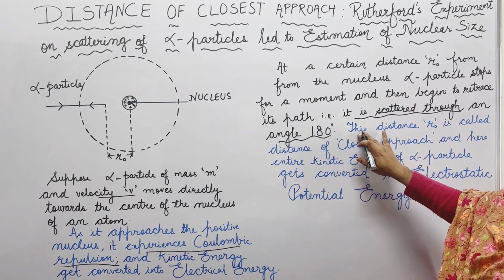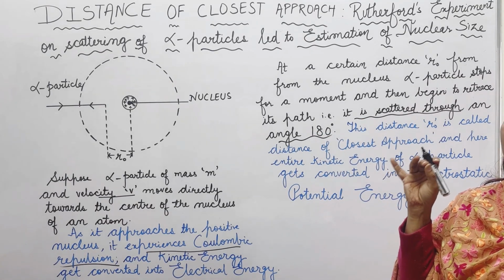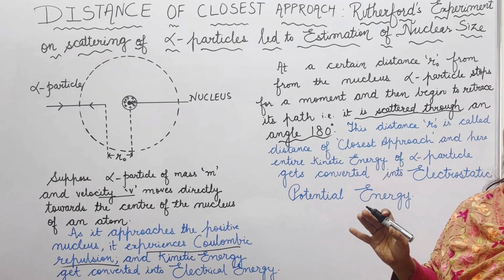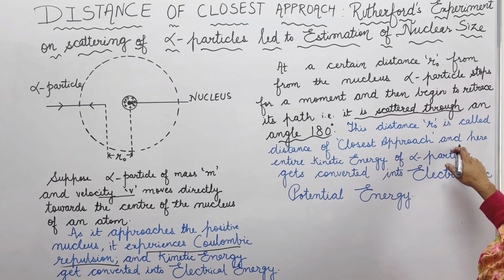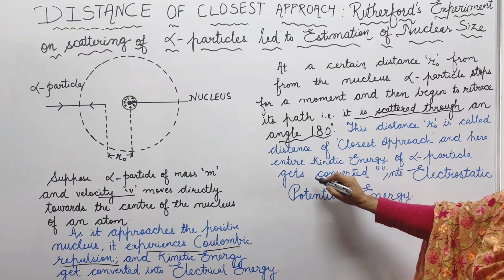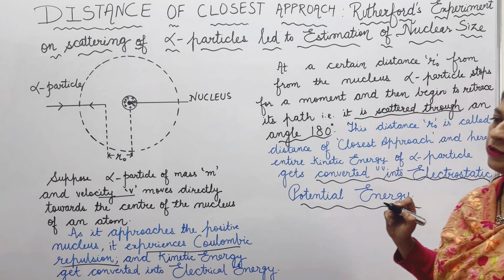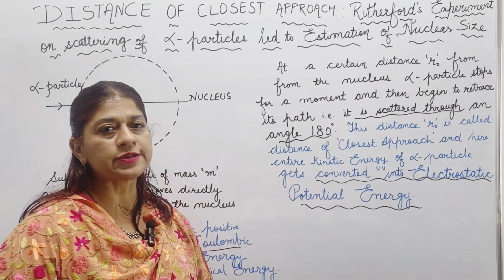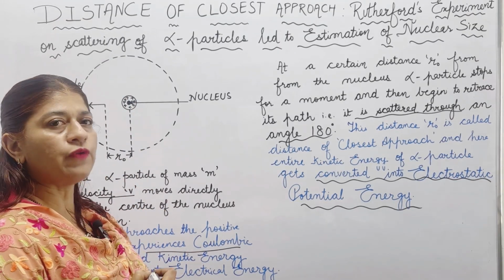The distance at which the alpha particle stops for a moment, and the whole of its kinetic energy converts into electric energy, is the distance of closest approach, where the entire kinetic energy of the alpha particle gets converted into electrostatic potential energy. So, how finding this r naught will help us estimate the size of the nucleus is the second point we are going to find out.